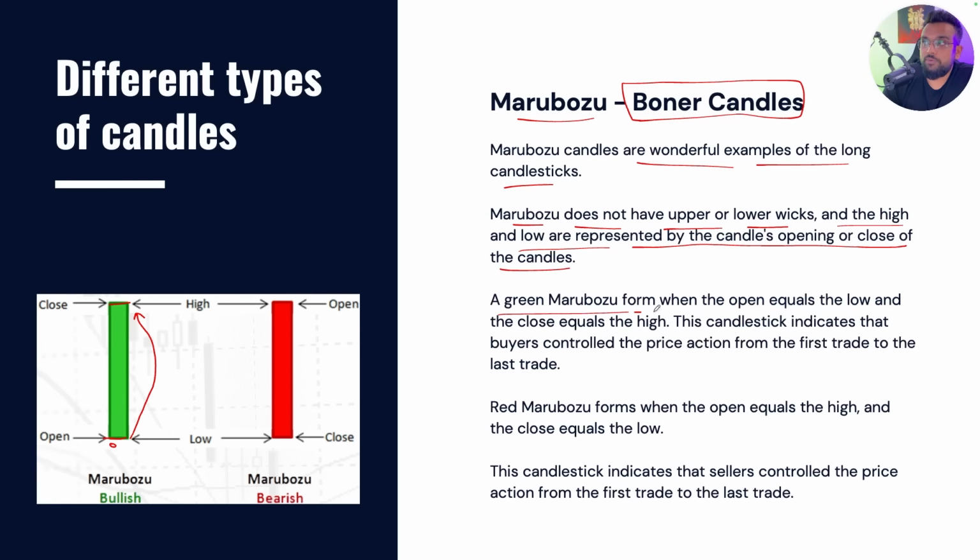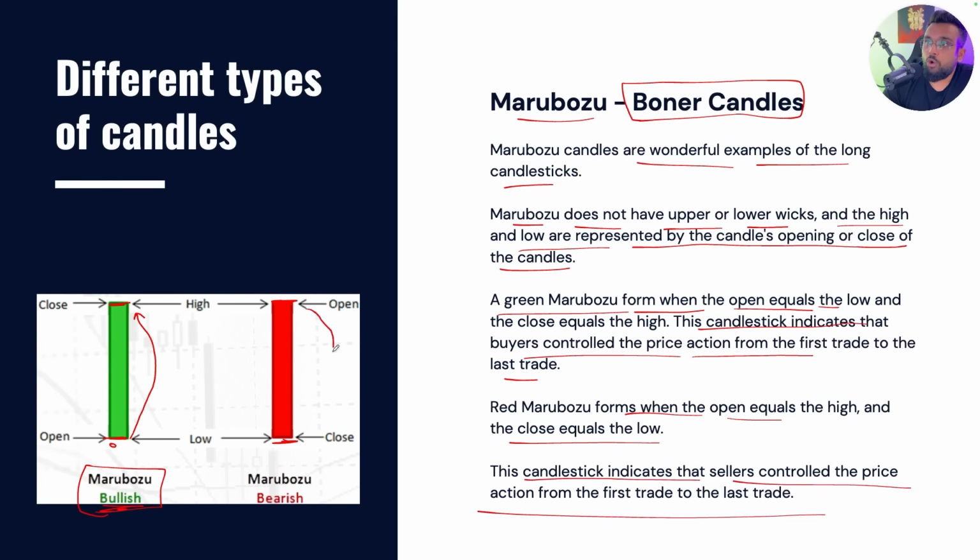A green Marubozu forms when the open equals the low. Open is the lowest price, and close is the high. This candlestick indicates that the buyers control the price from the first trade within the candle to the last trade. It's very, very bullish. A red Marubozu, or red boner candle, forms when the open equals the high of the candle and the close equals the low. This indicates the sellers control the price from the first to the last trade. This is either a very bullish candle or a very bearish candle.